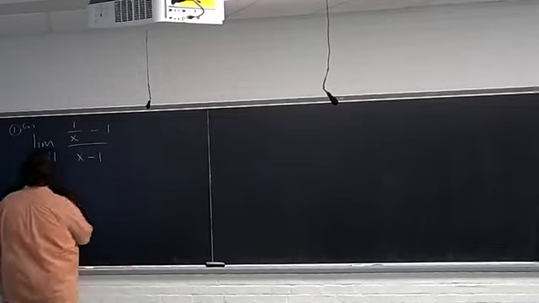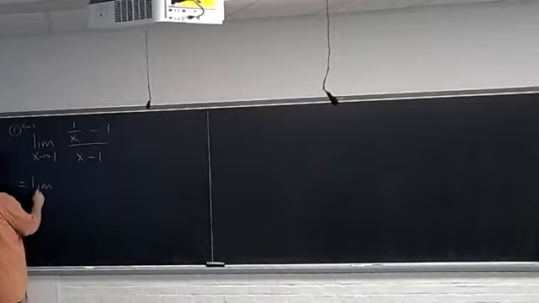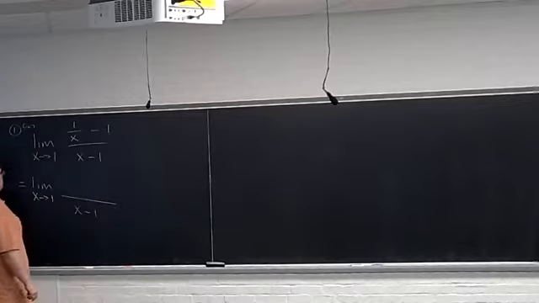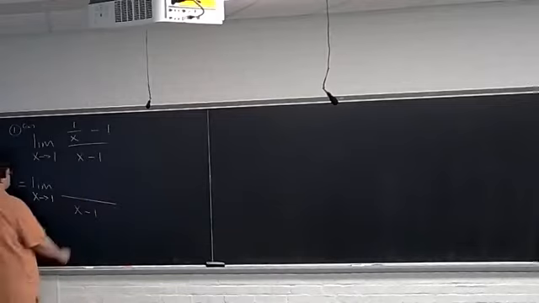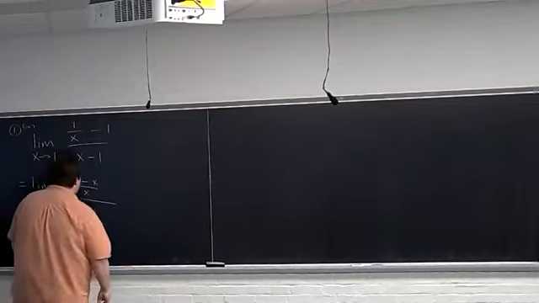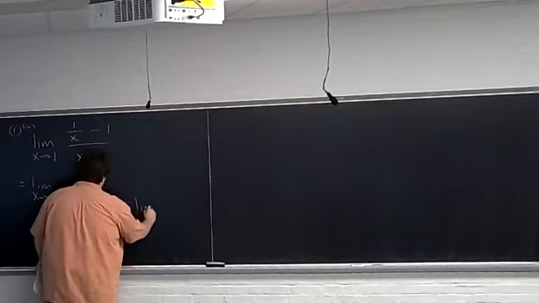So first, we try a substitution. And here, a substitution won't work because it gives a 0 over 0. But what we can do is simplify this expression. And what do we get? Well, I'll go down first. Limit as x goes to 1. The denominator we'll leave alone. The numerator can be written as 1 minus x all over x.